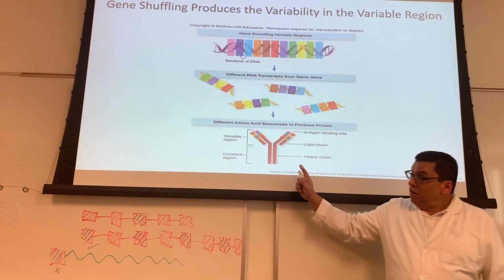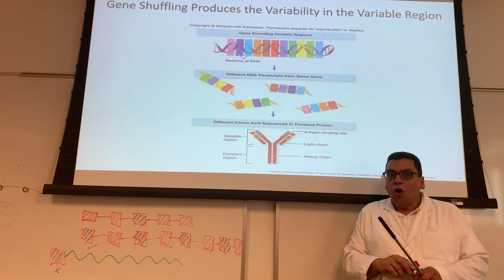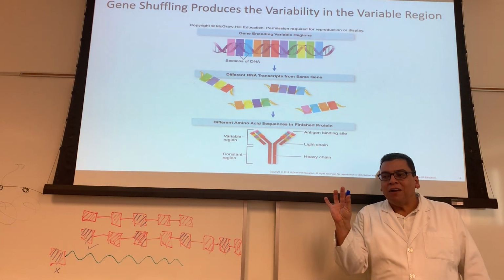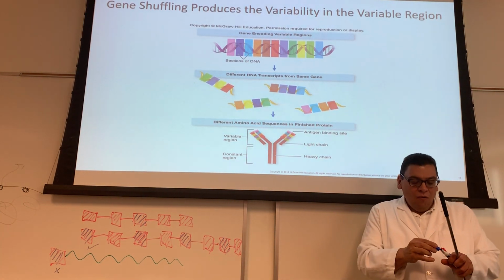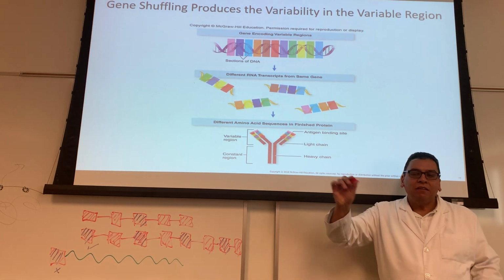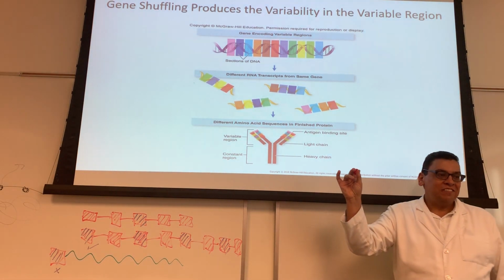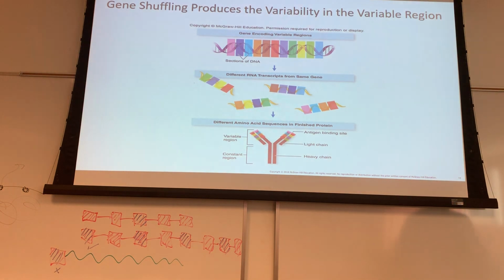But this antibody, because of this shuffle, will only be specific to the blue one. That's it. What if you want one for the red one? That's a different shuffle. That's a different antibody.